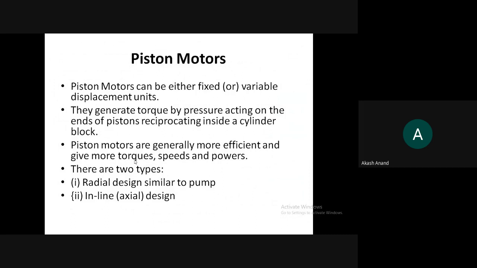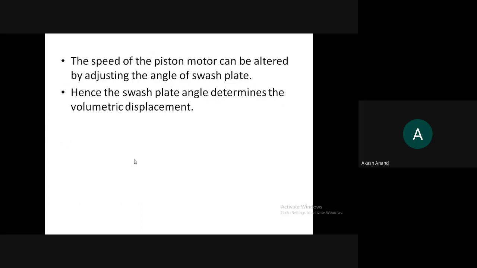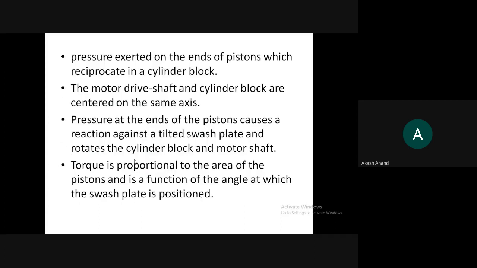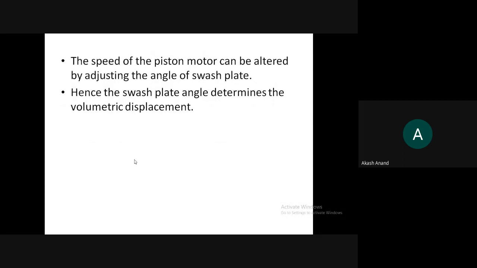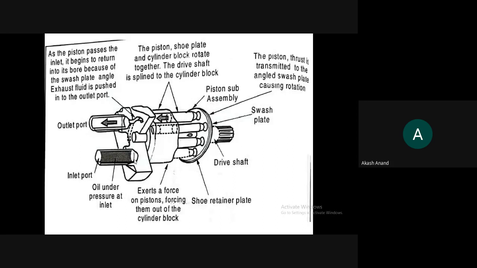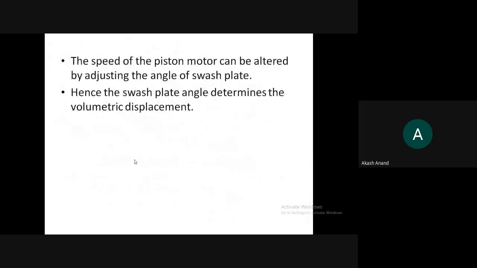There are two types of piston motor: one is a radial design, similar to that of a pump, and the other is an inline design, that is, axial design. The speed of the piston motor can be altered by adjusting the angle of the swash plate, and hence the swash plate angle determines the volumetric displacement.